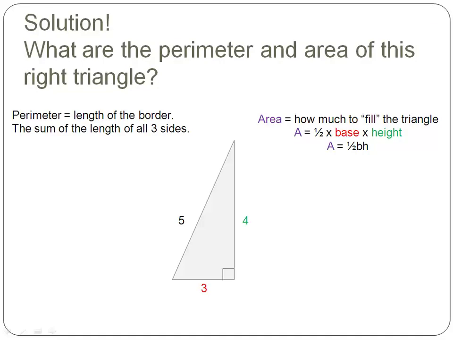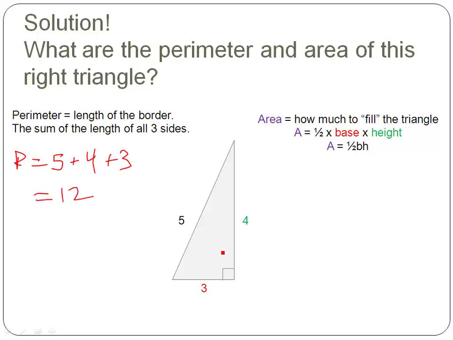Let's look at the solution to this question here. What is the perimeter and the area of this right triangle? So the perimeter is the length of the border, the sum of all three sides. I'm given that the sides are 5, 4, and 3. So my perimeter is simply 5 plus 4 plus 3. So my perimeter is 12 units.